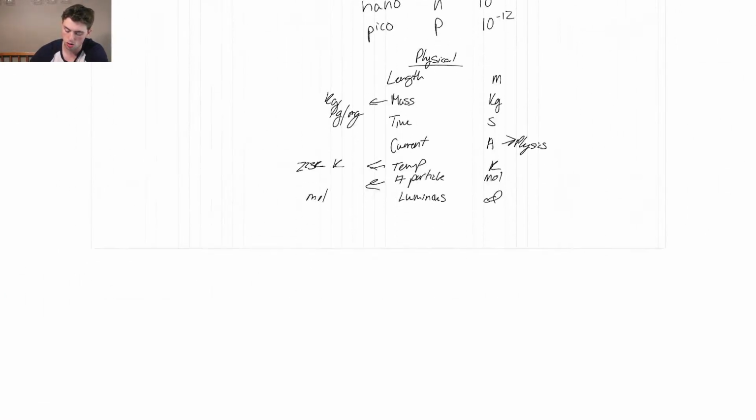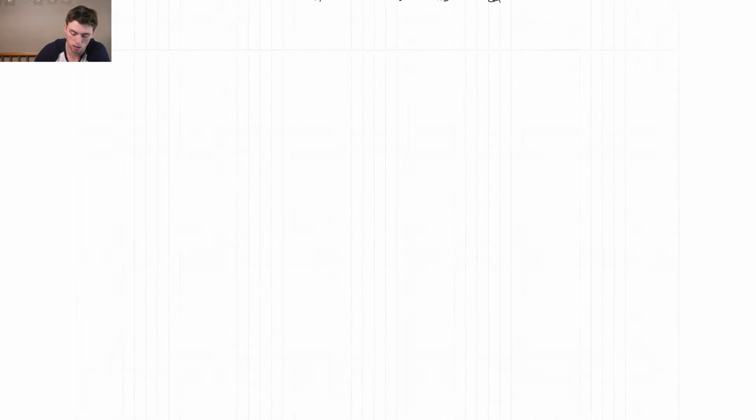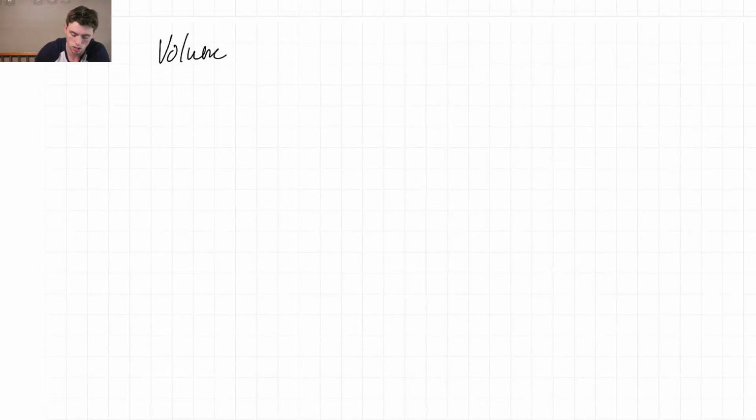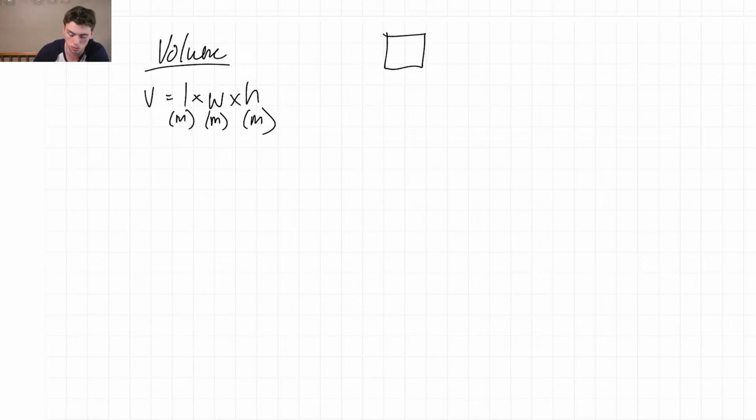And so a lot of the normal equations that you're going to need to use, especially in chemistry, you're going to need to know volume. You're going to need to know a lot of conversion units. Volume is just length times width times height, and this is three-dimensional. Obviously there are times when people do 2D squares, just length times width, but that's area. Volume is three-dimensional, so you're going to have meters cubed, because it's length times width times height, 3 dimensions.